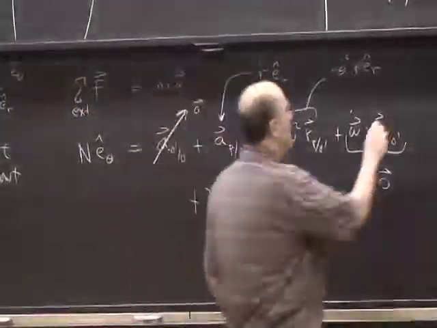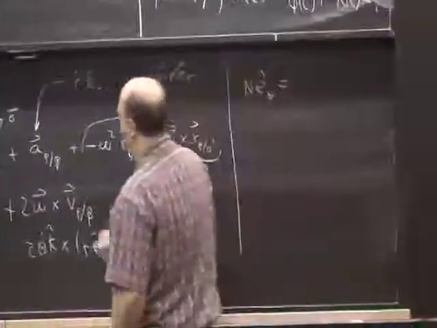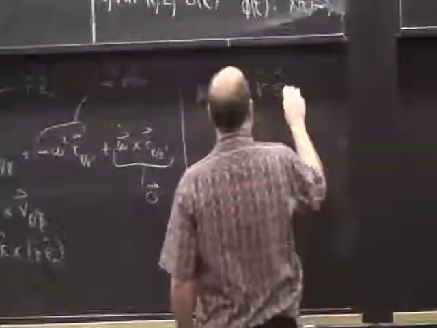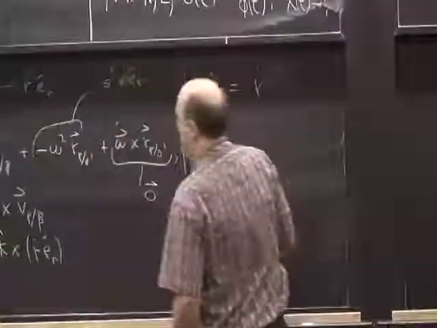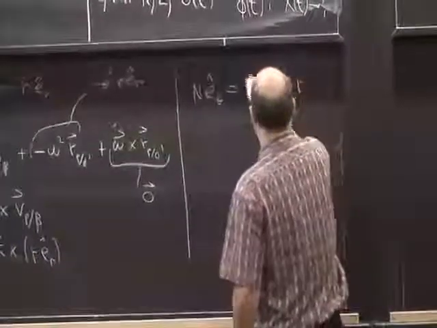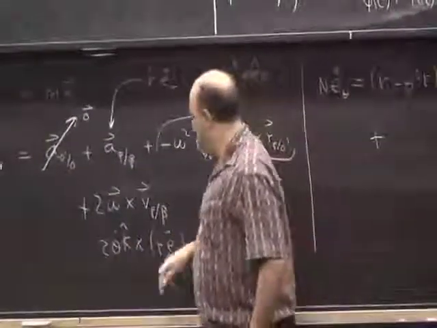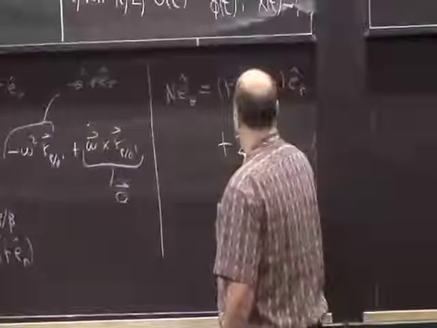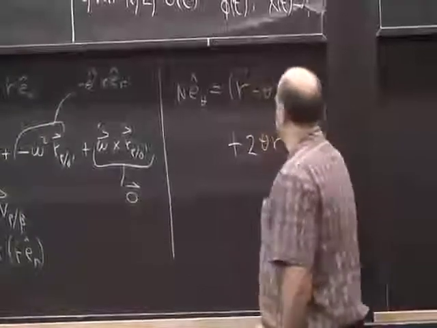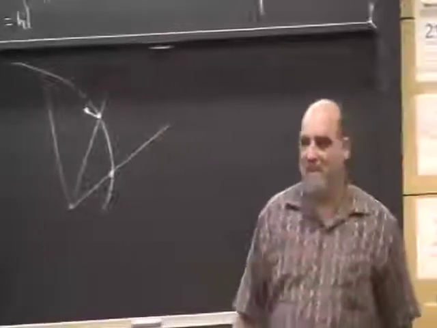So we want to put these together. We get m e sub theta is equal to, we have a 0 here, and actually we have an r double dot minus theta dot squared times e sub r. And then plus this term, k crossed with e sub r, which is e sub theta, so plus 2 theta dot r dot e sub theta. And this is exactly the equation we had when we did this with polar coordinates.